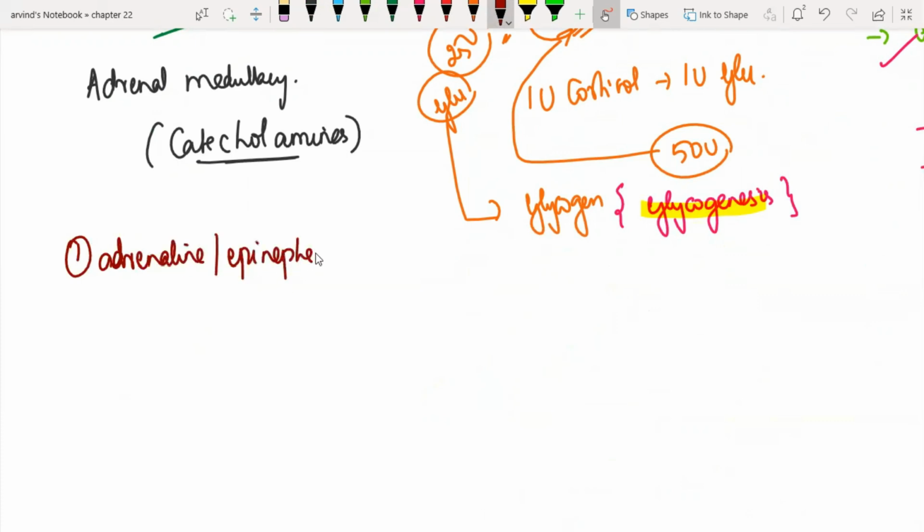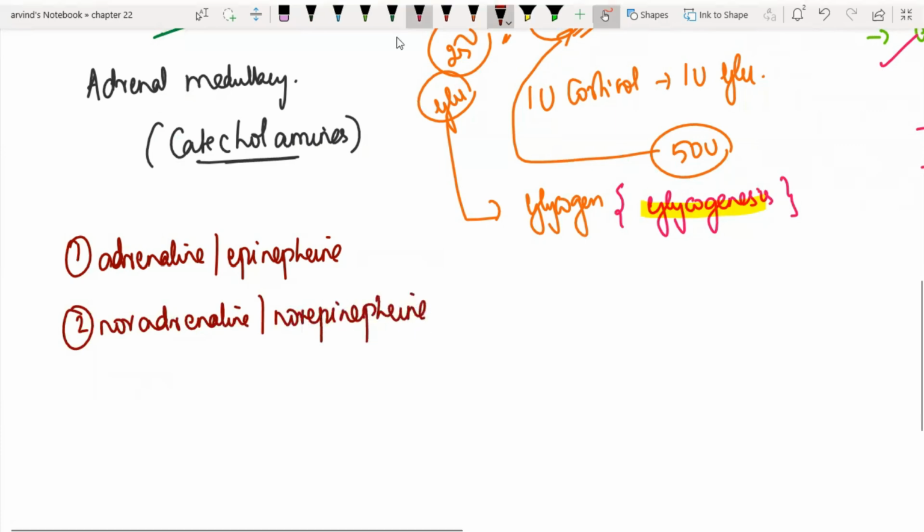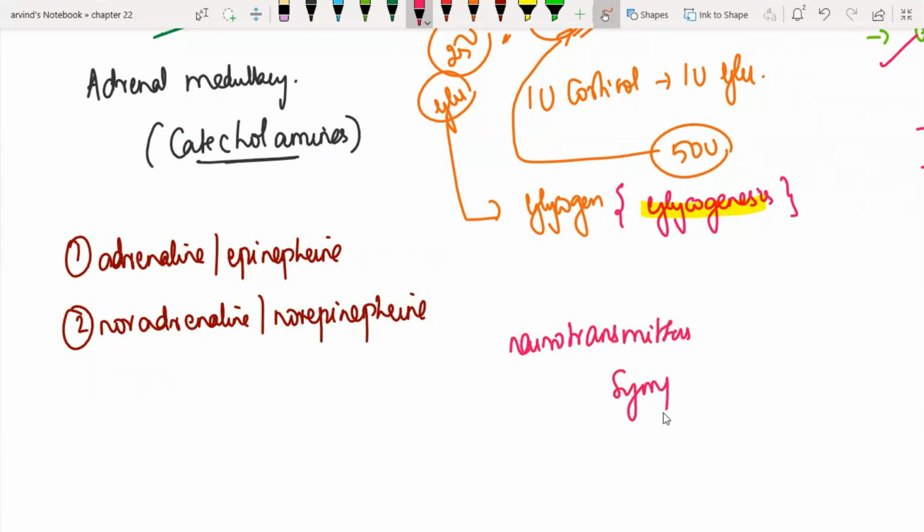Another one is your noradrenaline or norepinephrine. I guess you would have heard these terms already. If you remember your neural control and coordination chapter, somebody would have mentioned the neurotransmitters. Even if you do not know, take this point: adrenaline and noradrenaline are the neurotransmitters of the sympathetic nervous system.